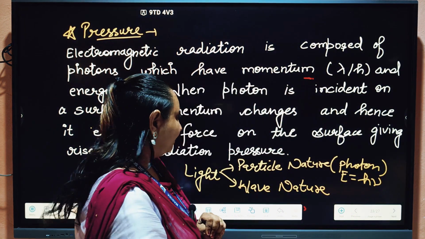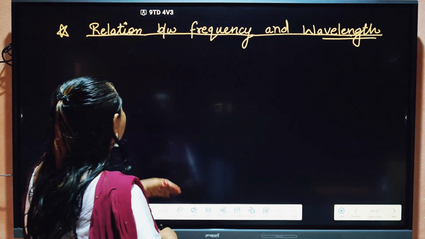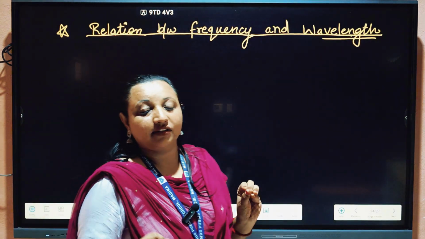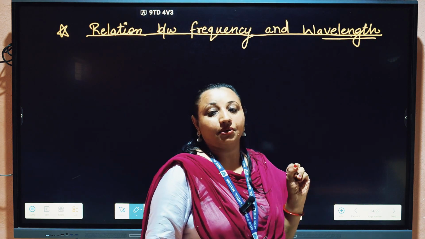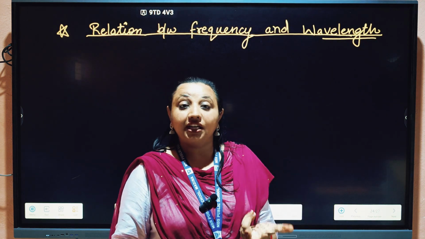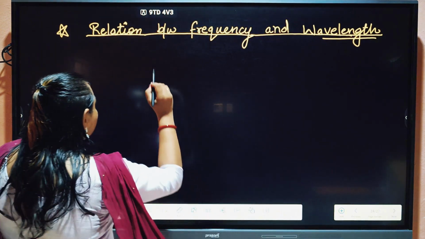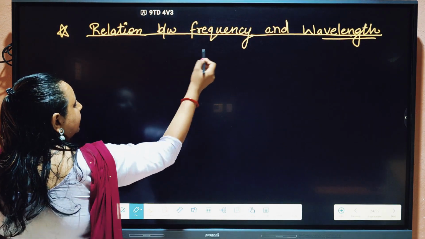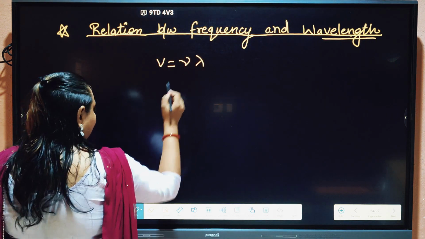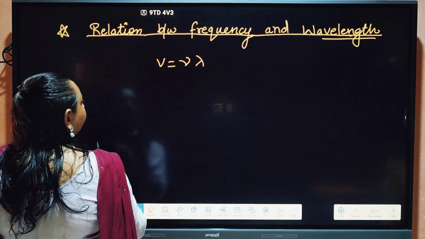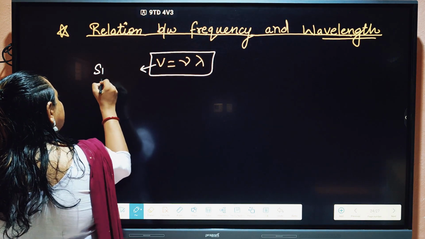Understand a bit? Next, we have the relation between frequency and wavelength. A very important relation from this chapter, electromagnetic waves. It is a very important relation on which numericals may come in your exam. So, what is the relation between frequency and wavelength? v is equal to nu lambda. What is v? It is speed.